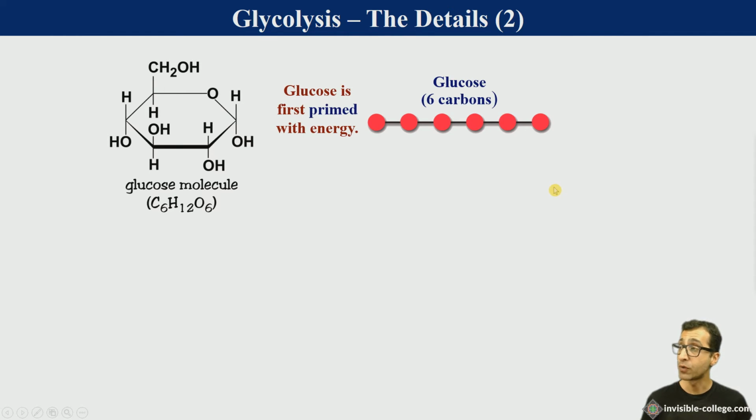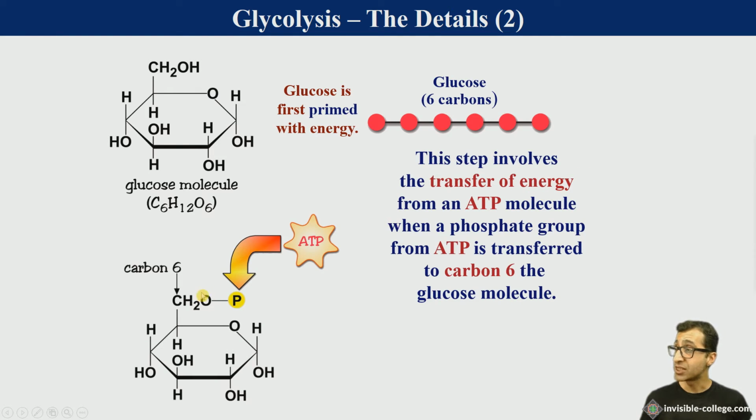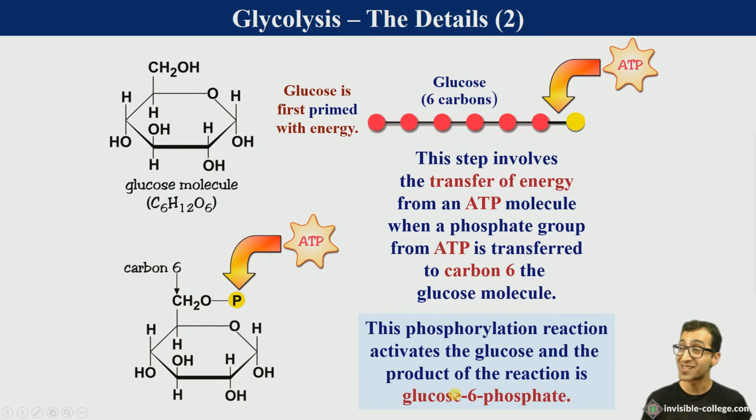So the first step of respiration is that glucose is said to be primed with energy. This involves essentially the transfer of chemical energy from an ATP molecule to a 6-carbon glucose molecule. Now, in doing this, we are phosphorylating the glucose molecule at carbon 6, this position here on the glucose molecule. In doing this, we are expending energy, but we are also forming a bond to an inorganic phosphate group. So by doing this, we have gone from a glucose molecule to a glucose 6-phosphate.